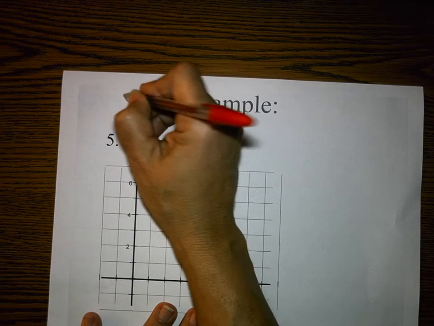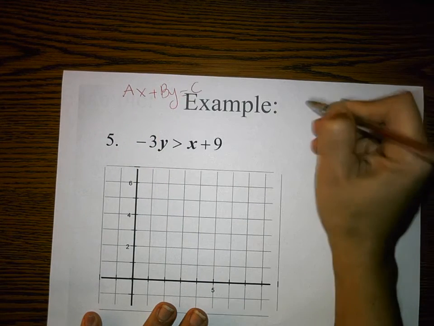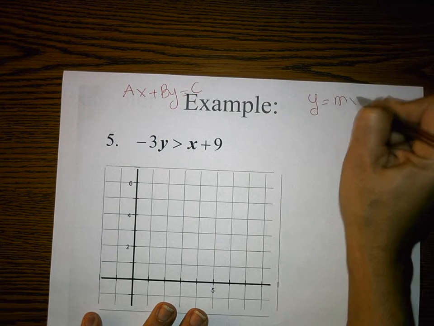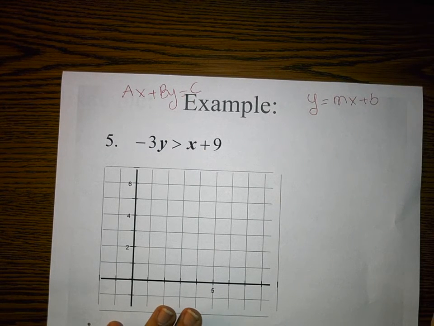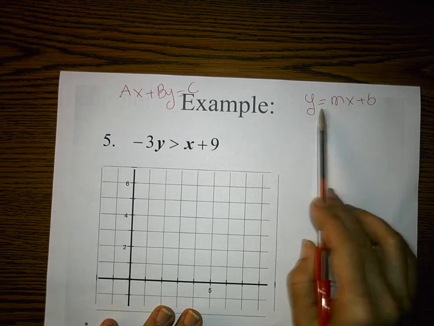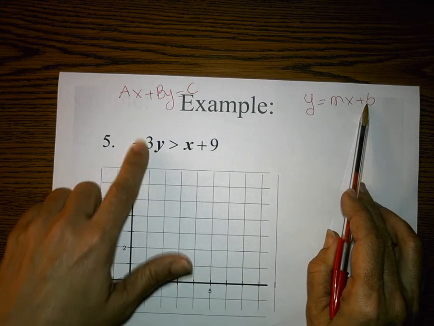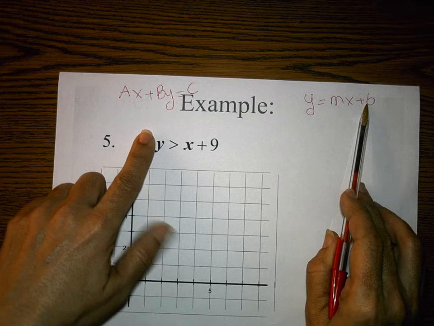Do I have the ax plus by equals c, or do I have y equals mx plus b? It looks like I have almost this y equals mx plus b, which is the slope y-intercept form. But I need to get rid of this -3 right here, okay? Then I would have something nice.